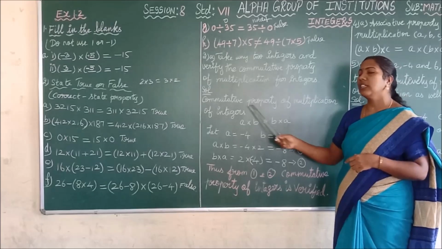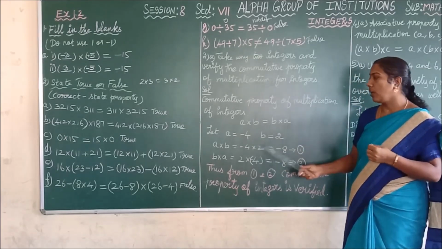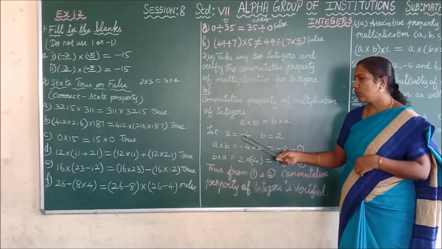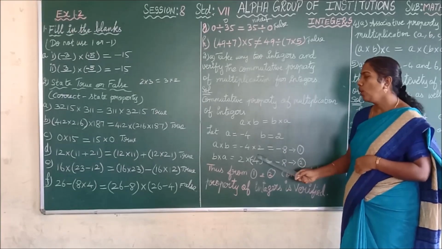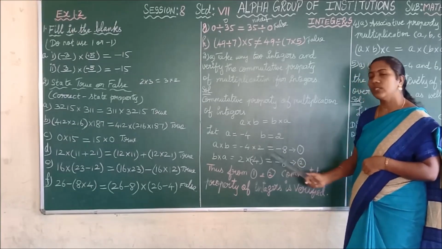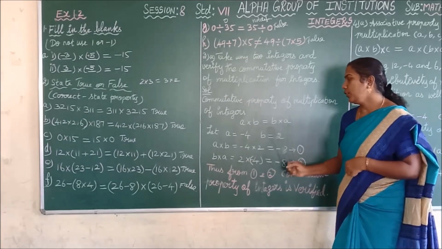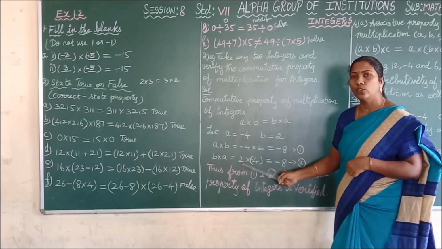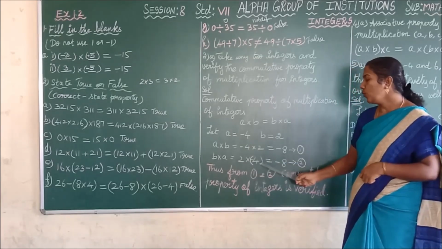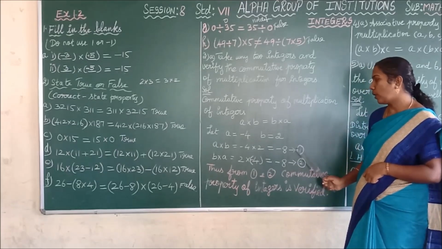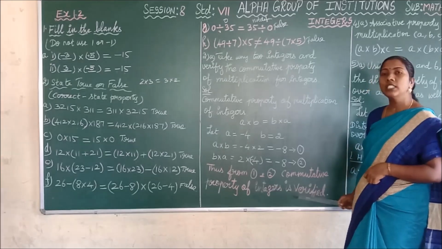Listen carefully. What is the commutative property? a into b equal to b into a. Thus the value of a is minus 4. Substitute the value here. Minus 4 into, what is the value of b? I have taken 2. So minus into plus is minus. 4 2s are 8. Let it be the equation 1. What is the RHS? b into a. First substitute the value of b. 2 into, what is the value of a? Minus 4. Plus into minus is minus. 2 4s are 8. That is minus 8. From 1 and 2, we can conclude that the commutative property of integers is verified.